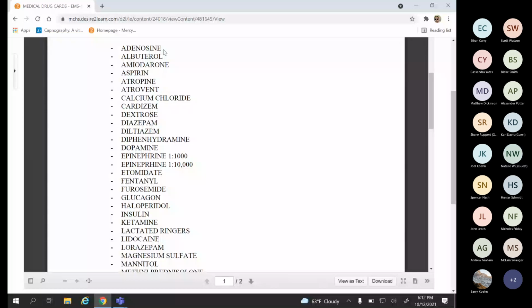What's our dose of aspirin? 324 total. 324, 81 milligrams per tablet, right? Correct. Okay. And if you guys have any questions while I'm going, just stop me and by all means ask about it.